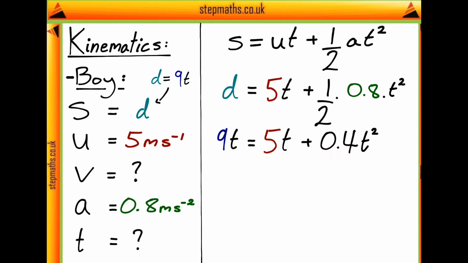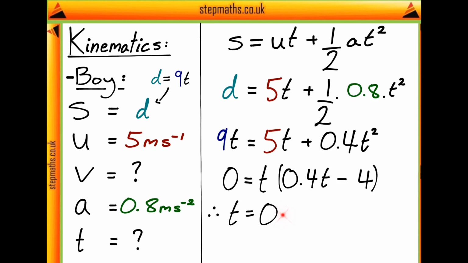Now obviously the only unknown in this equation is t, so we can solve this and we can find the time. So by taking 9t away from both sides of the equation and factorising a t out the front, our equation becomes this, which is quite easy to solve because we can just see that for this to be true, either t has to be 0, or t has to be 4 divided by 0.4, which is just 10 seconds.